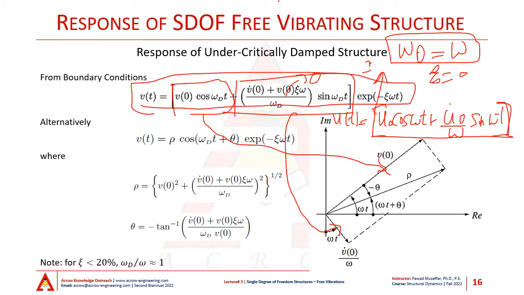Since, there needs to be a correction here. This has to be omega d plus u naught sine omega over omega d, right? So the x component of this is nothing but sine of omega d, right?